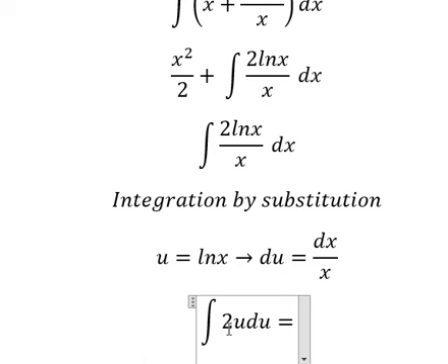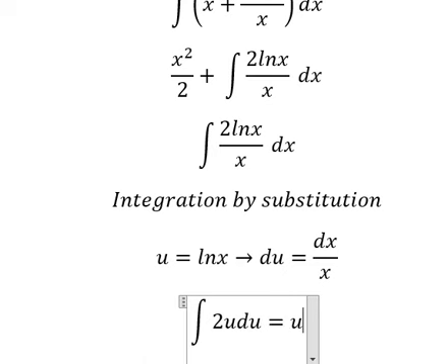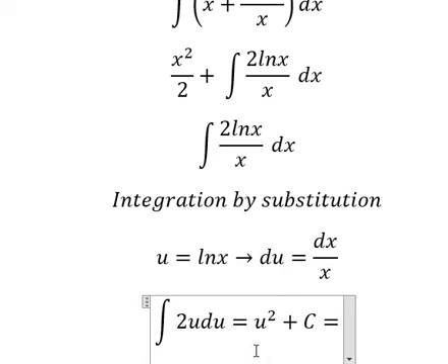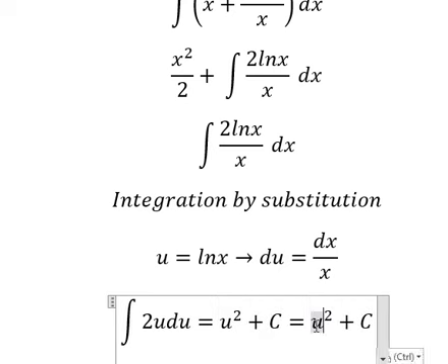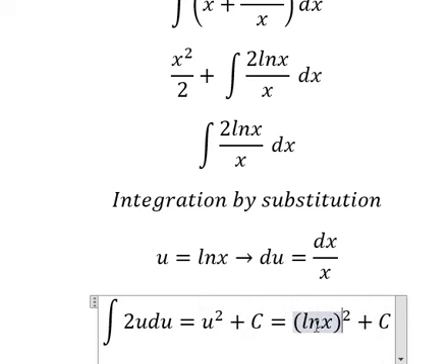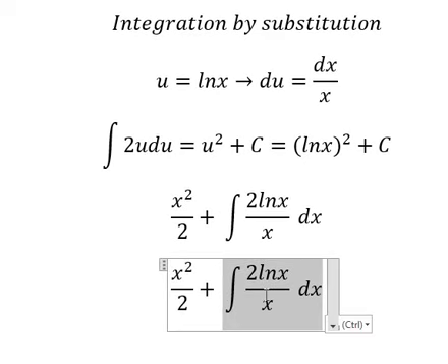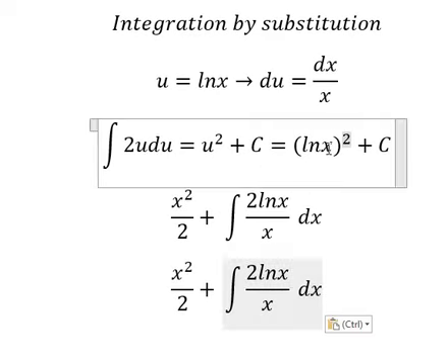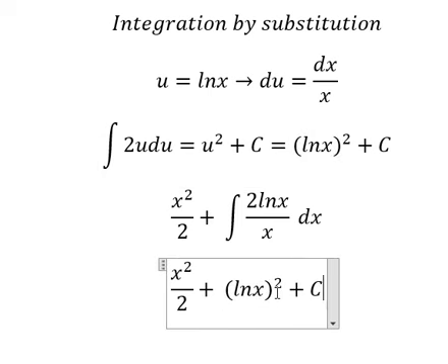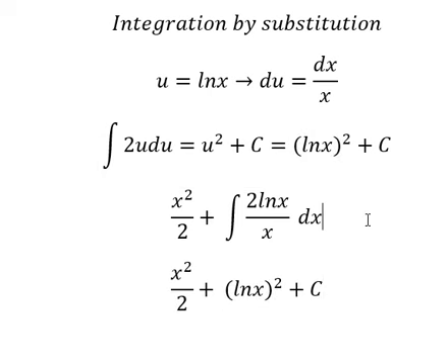The integration of 2u, we have u squared, where u is f and s. Now we need to go back in here. The integration of this one is this one. And this is the final answer.